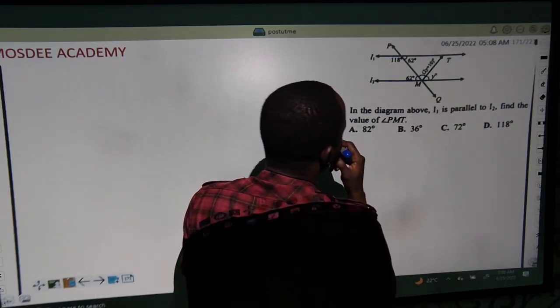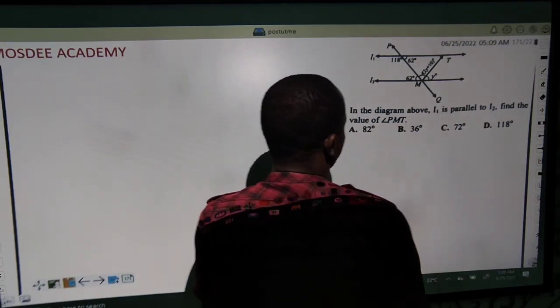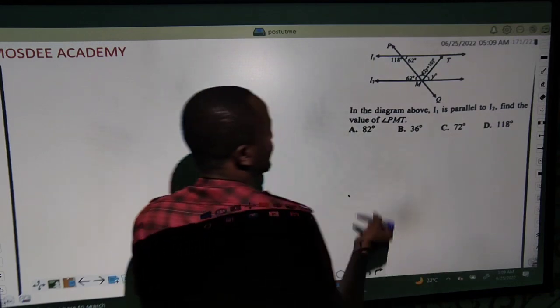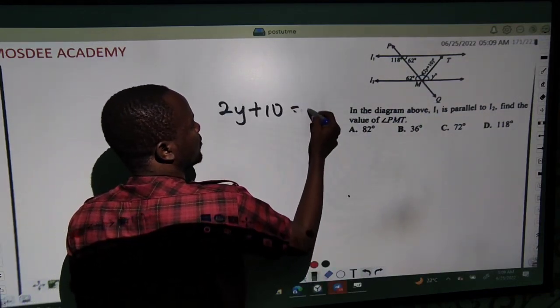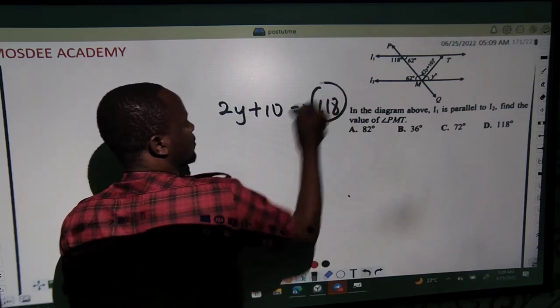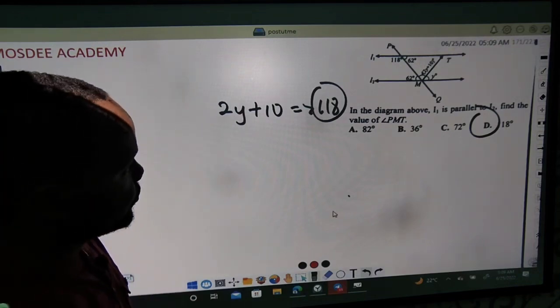PMT. If this diagram is correct, PMT, the angle here, I can show you by drawing it for you again. The angle 2y plus 10, nothing to solve, is equal to 118. So the answer to the question is nothing but 118. Next question.